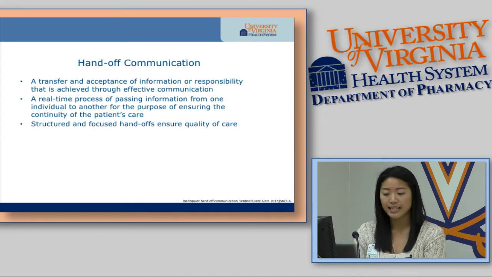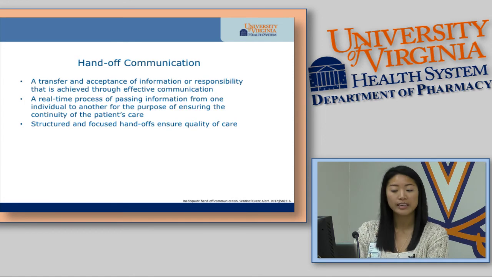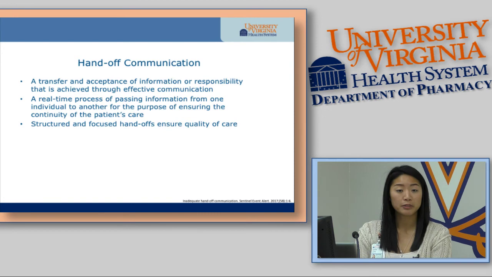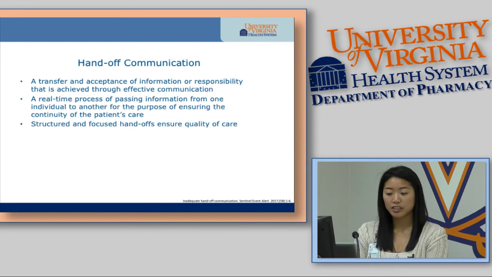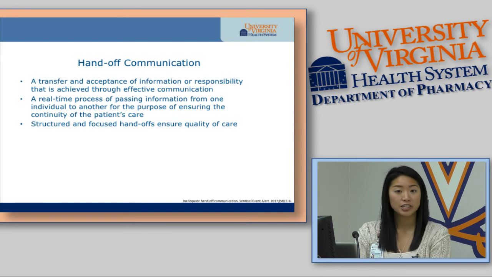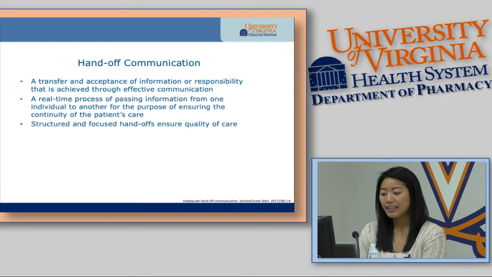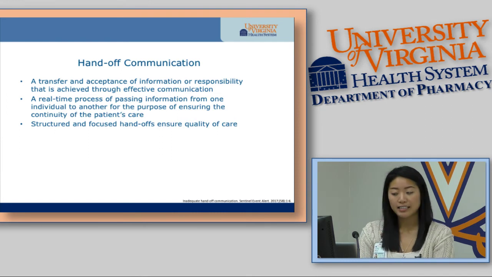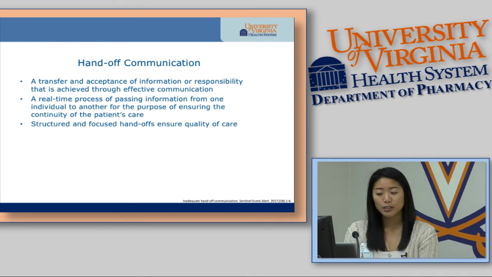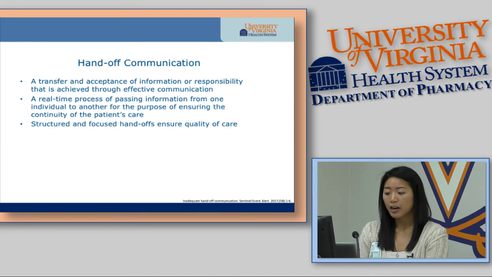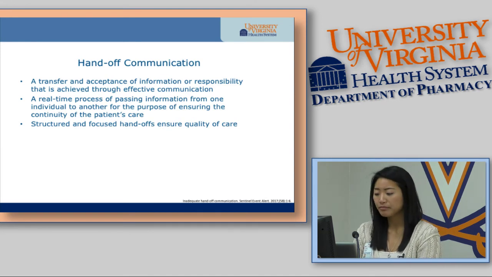It's a real-time process of passing information from one individual to another for the purpose of ensuring a patient's continuity of care. It's structured and focused, and this ensures quality of care. And while it sounds simple, a high-quality handoff is really complex. There are 3 parts of communication, which are the sender, the message, and the receiver. And gaps in communication during handoffs are a common problem in healthcare.